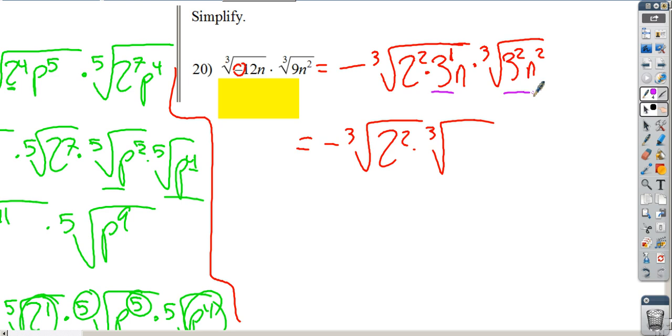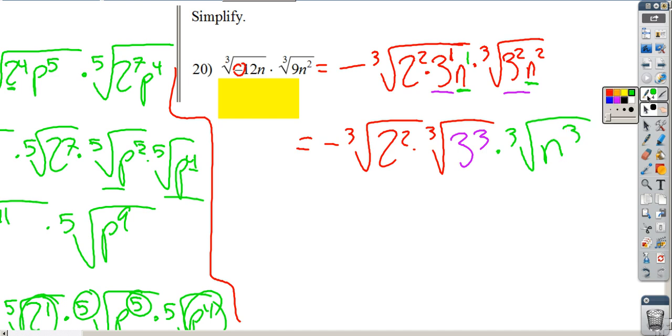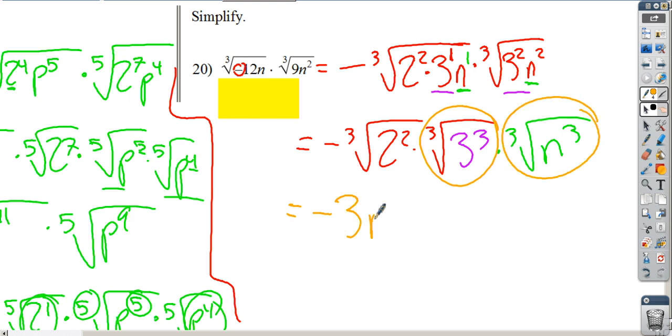This thing times this thing, that's going to be 3 to the third. Okay, and then the next thing we have is the cube root of n to the first times n to the second. Well, that's going to be n to the third. So now we can simplify a little bit more. And let's see what we have. So we have negative, this thing, the cube root of 3 to the third is just 3. The cube root of n cubed is just n.